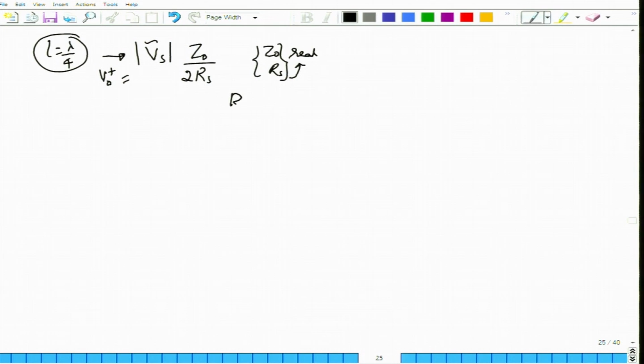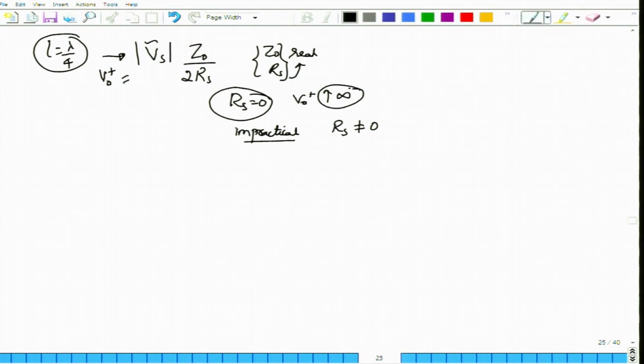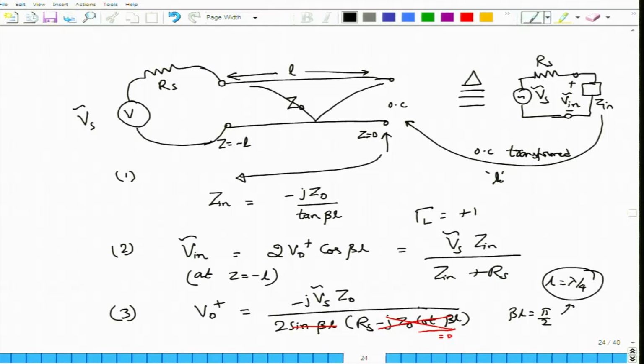Now, when you put Rs equal to 0, obviously V0 plus goes to infinity, but clearly this is not a practical situation because all sources in practice have some internal resistance which you have to account for. So, in a real case, Rs is never equal to 0. It could be low, but it could never be 0, and therefore V0 plus could be large, but it could not go to infinity. Consider another case. For example, we might consider beta L equal to pi. If I go back to this expression here, I know that sine of pi must turn out to be 0.